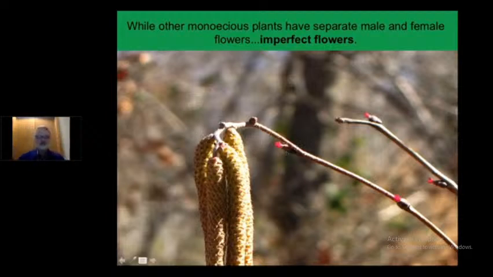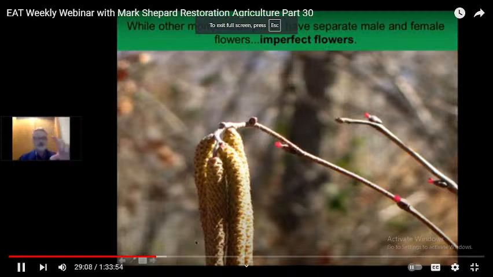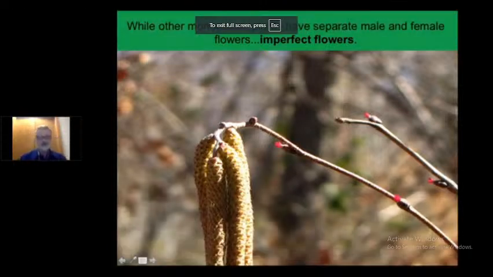And this is the male catkin. When it's ready to cast pollen all over the place, it elongates. It'll easily get three times as long as it ordinarily is. This is in the process of elongating, and then the anthers with the pollen grains on them will start sticking out as it gets longer.